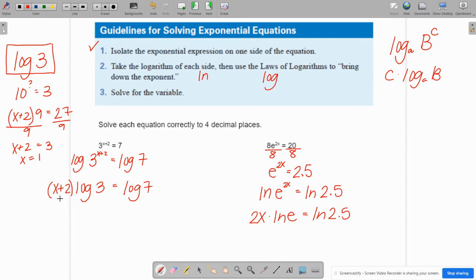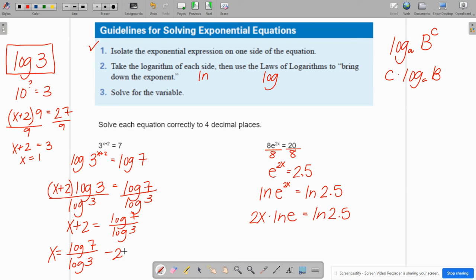So let's do the same thing over here. Let's divide both sides by log of 3. This means that you would have x plus 2 equals the log of 7 divided by the log of 3. Again, this is going to be a decimal that we'd have to get with our calculators. But then to isolate x, which is the last step of our equation, we would just subtract 2 from both sides.